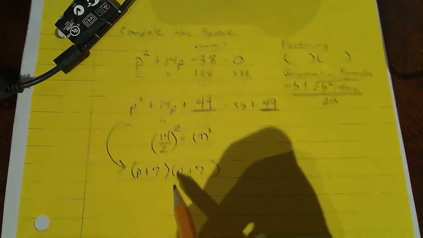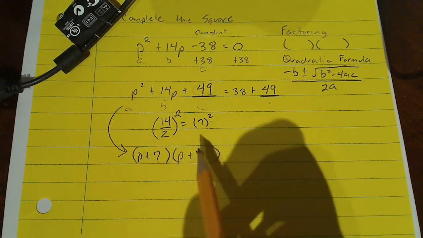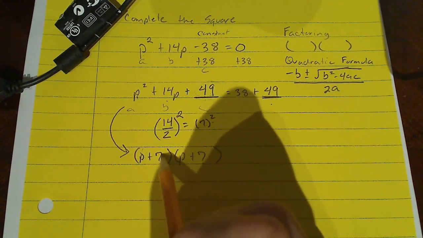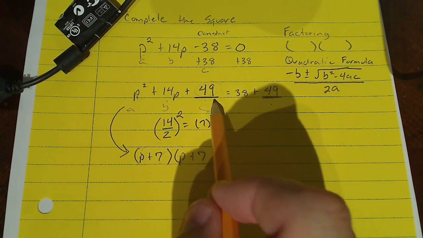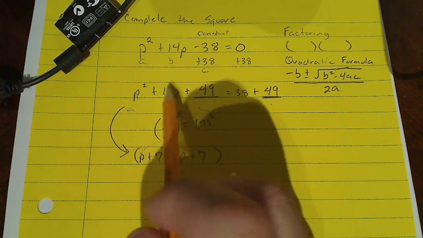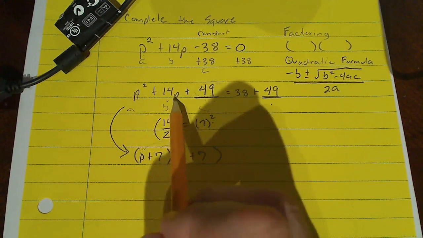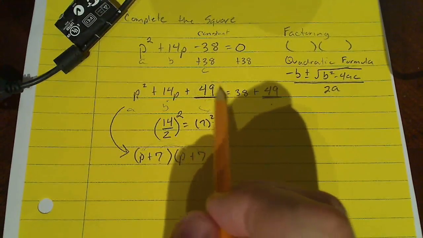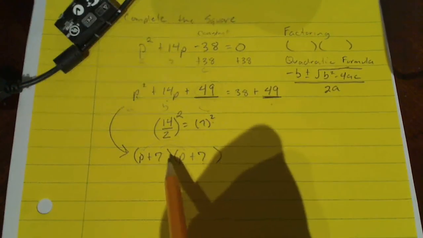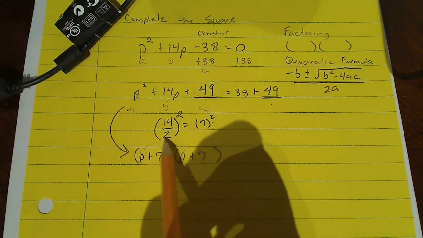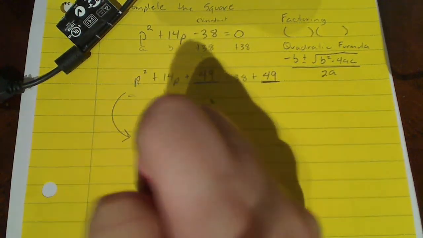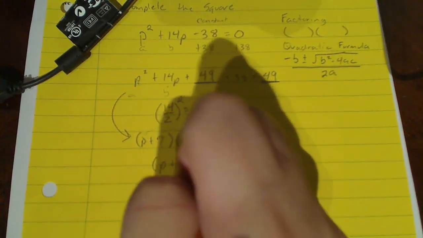The other way to look at this is if you're familiar with a method called FOIL. If I did p times p, that would be p squared. If I did 7 times 7, that would be 49. And then 7p plus 7p is 14p. So this trinomial, after you complete this particular perfect square, becomes two factors that are p plus 7 and p plus 7. And yes, this number does come from dividing 14 by 2 to get 7. And then I rewrite this as what's called a binomial square.